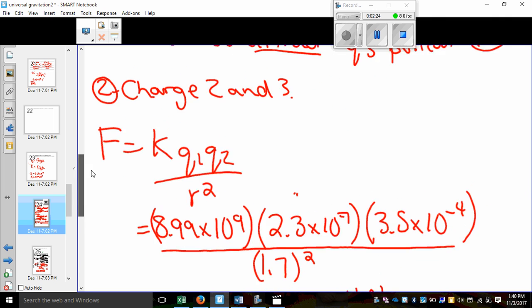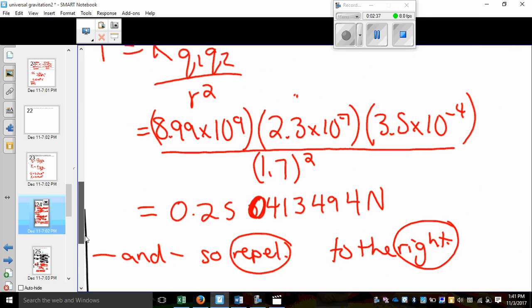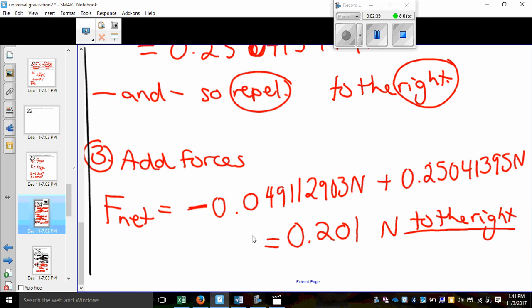So now we add the forces. Okay, so this guy right here is being pushed to the right by particle 2, but pulled to the left by particle 1. So we're adding two vectors together. So that's what I have here, how it's being pulled to the left and pushed to the right. I add those together, I get a positive value that tells me it's to the right.